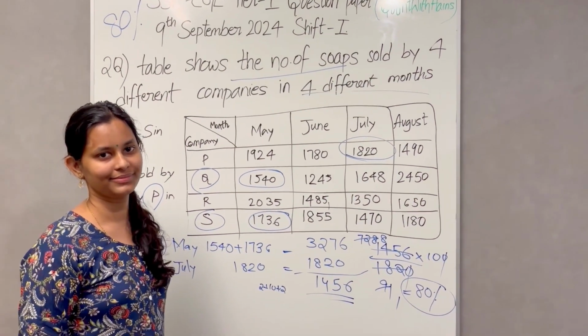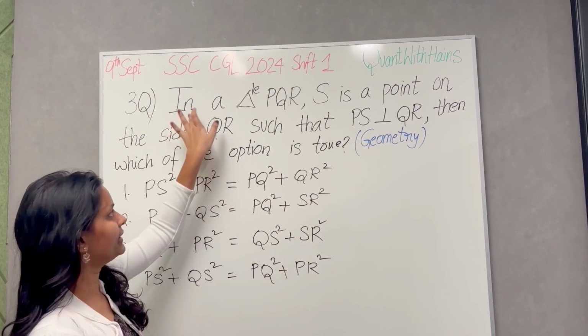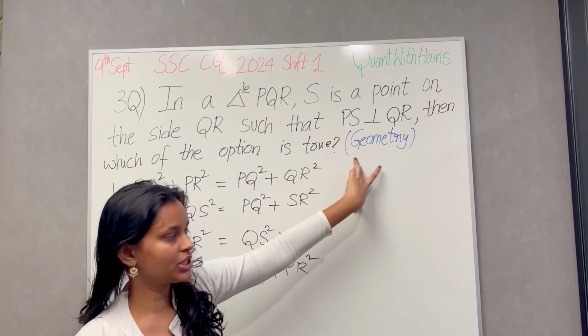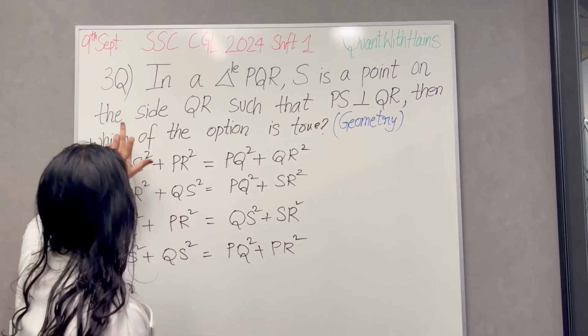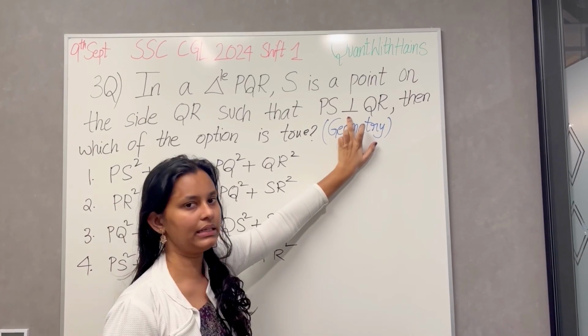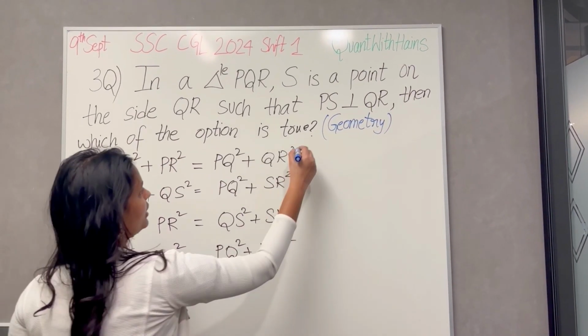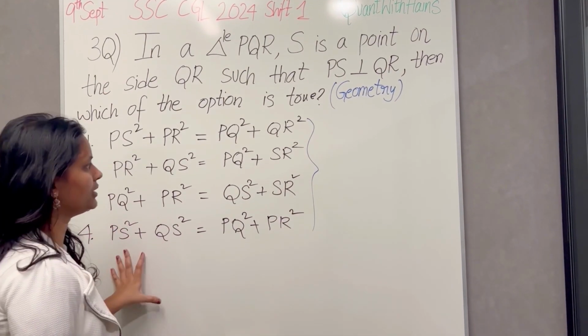Coming to the third question of SSC CGL 2024 Shift 1. In a triangle PQR, it's a geometry question, S is a point on the side QR such that PS is perpendicular to QR. Then which of these options is true? One of these is true.